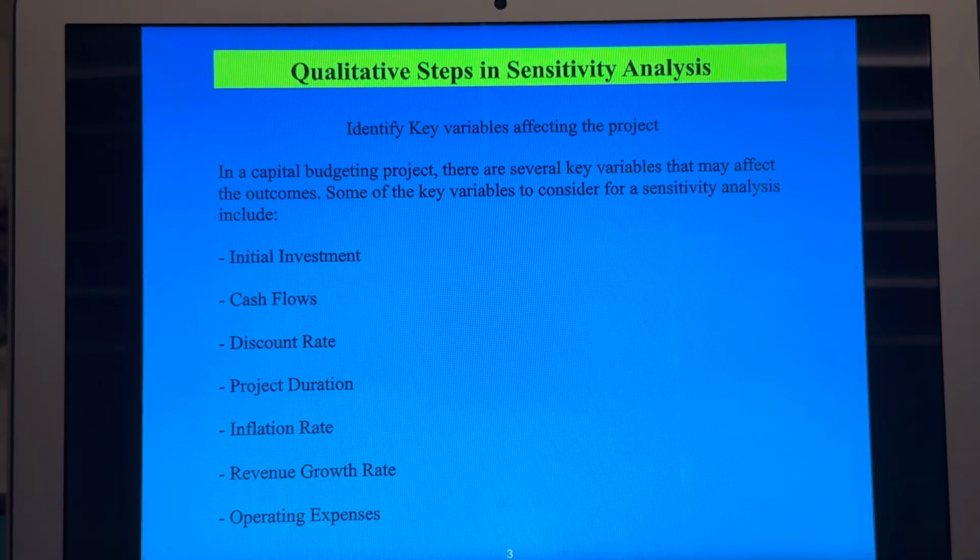Discount rate, the rate used to discount future cash flows to their current present value. Project duration, the length of time over which the project's cash flows are estimated. Inflation rate, the expected rate at which prices will increase over time. Revenue growth rate, the expected rate at which the project's revenue will grow. Operating expenses, the costs associated with running the project, and assessing the potential range of values for each variable itself.